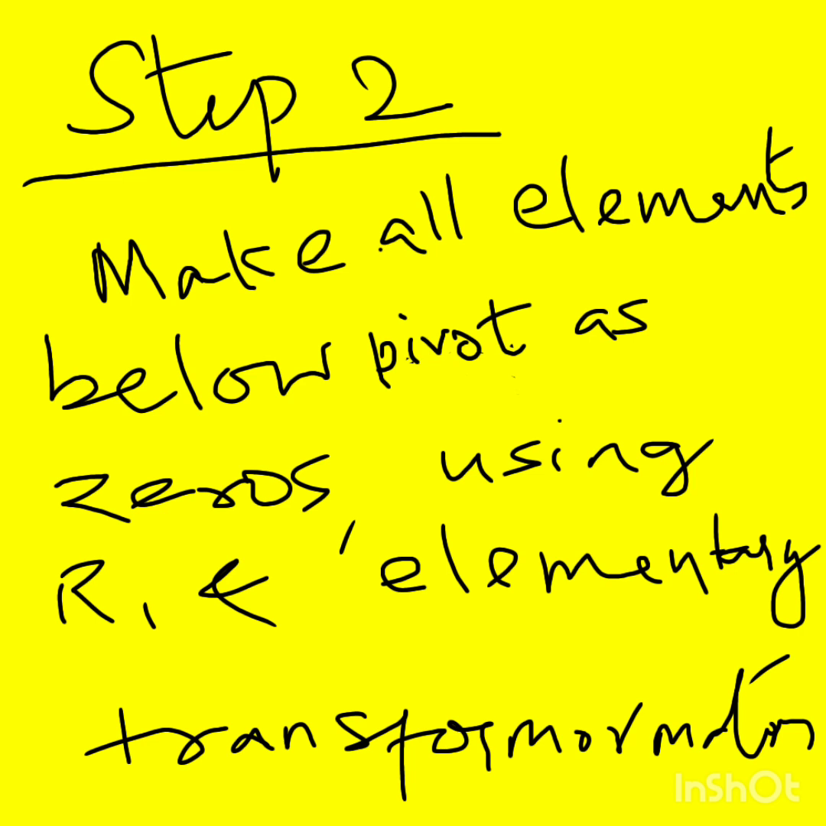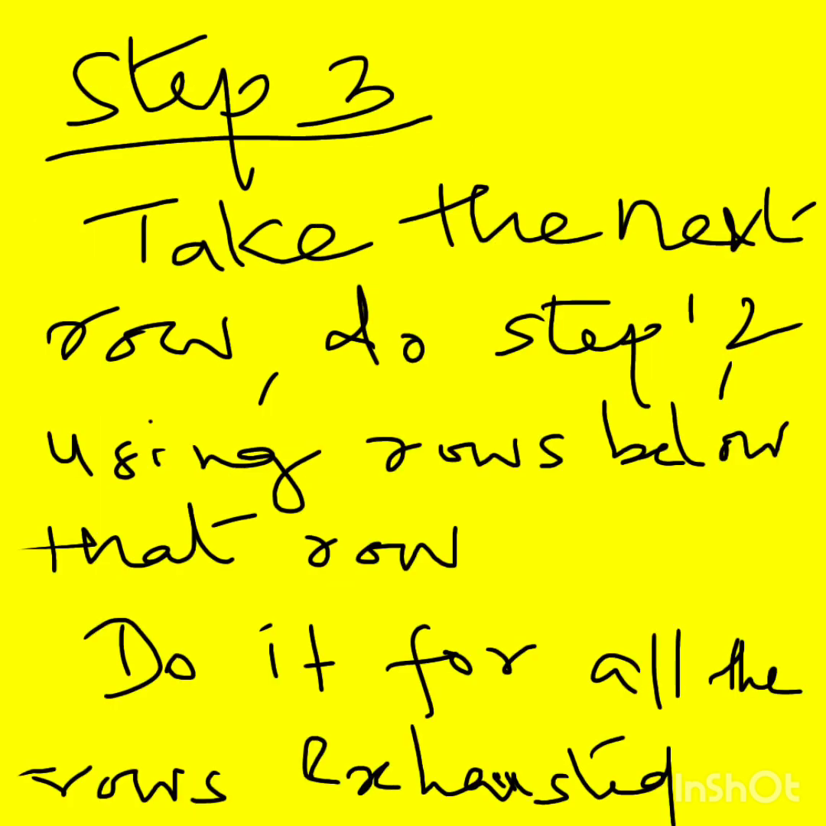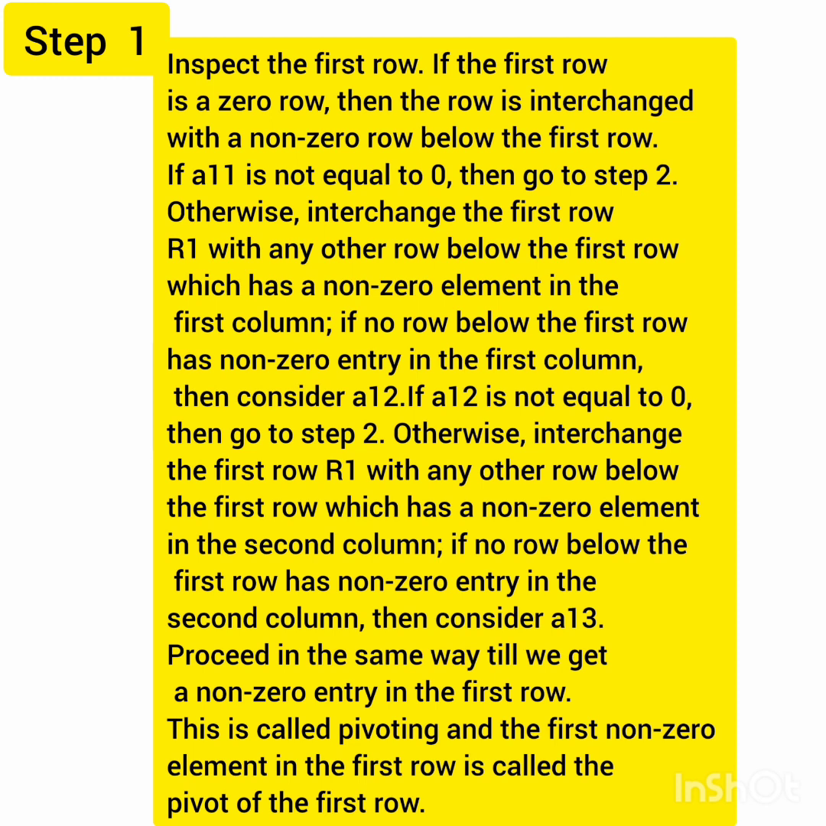Now step 2: consider that pivot element and, using elementary transformations on the first row, make all the elements below the pivot zeros. After that, we move on to step 3, which is nothing but considering the next row and doing steps 1 and 2 using the rows below that row. If we are selecting a row and doing the pivoting procedure, we should use all the rows below that row. This procedure is continued until all the rows are exhausted.